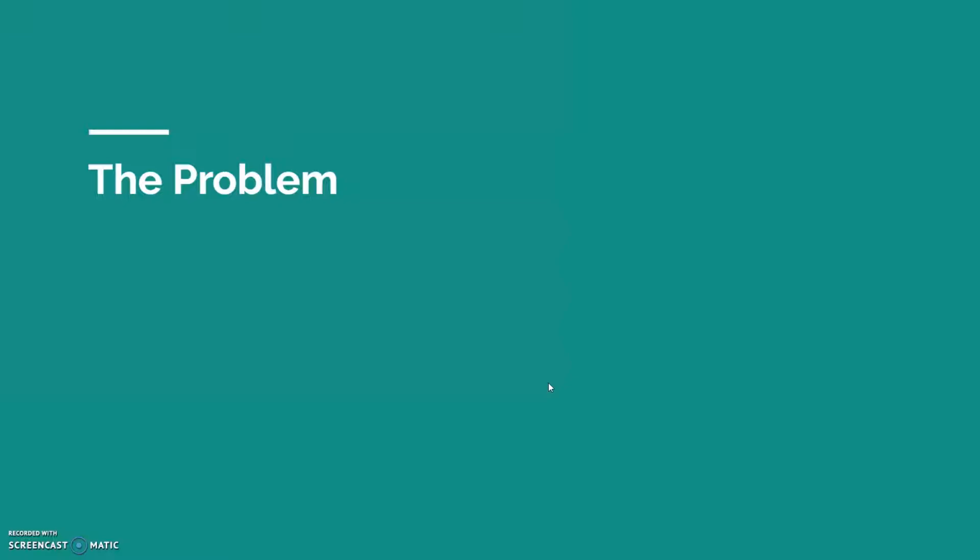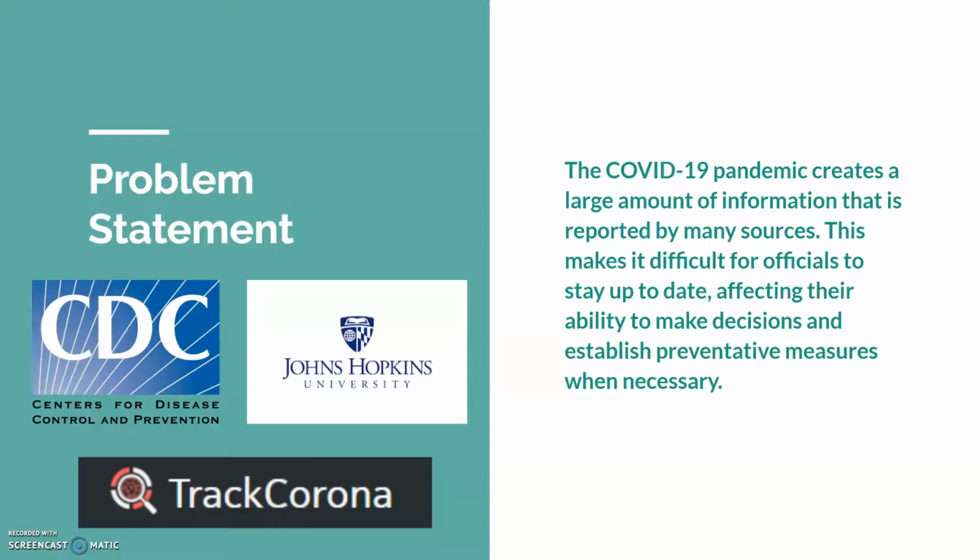Let's first provide the necessary background information and our team's perspective for the creation of this project, starting with the problem. Our problem statement states that the COVID-19 pandemic creates a large amount of information that is reported from many sources, such as the CDC and JHU. These multiple sources make it difficult for government officials to stay up to date, which affects their ability to make decisions and establish preventative measures when necessary.